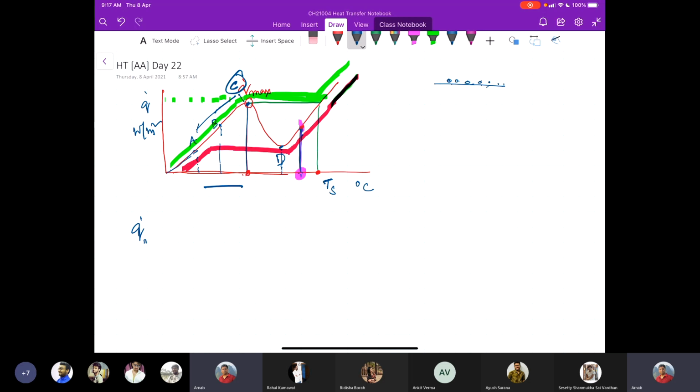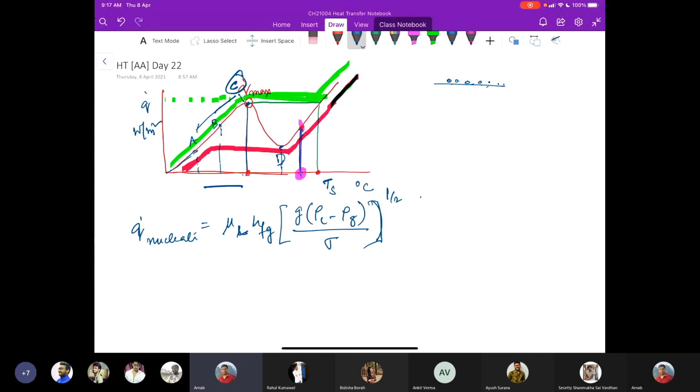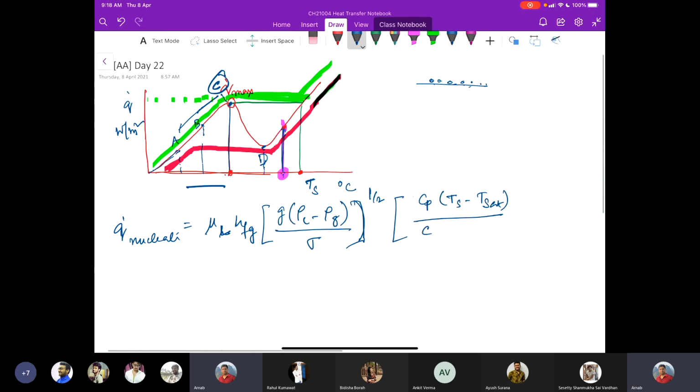So if you try to find, in case of the nucleate boiling regime, Q dot nucleate, it is something like this. I will explain each and every term. What are those? So this is one of such expressions.